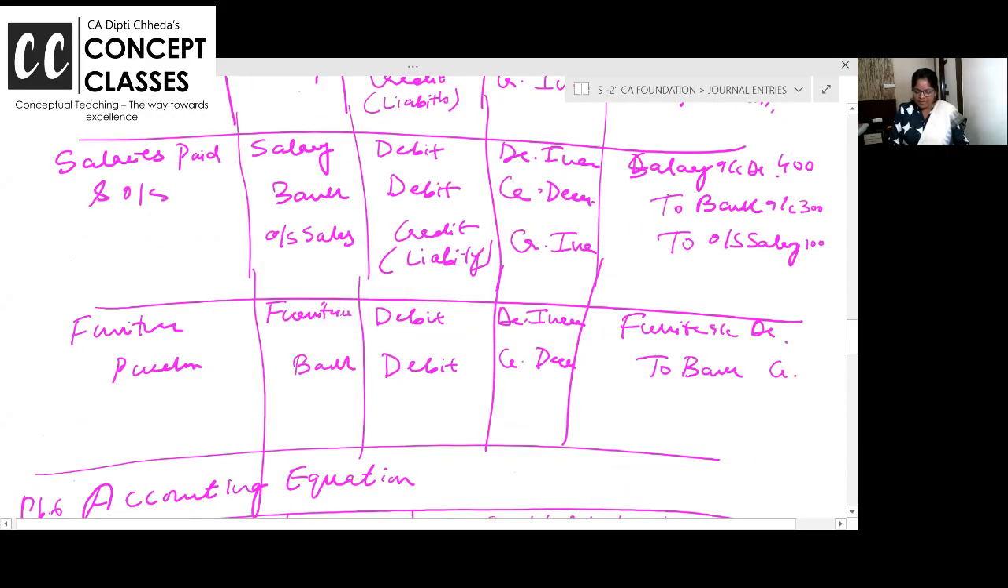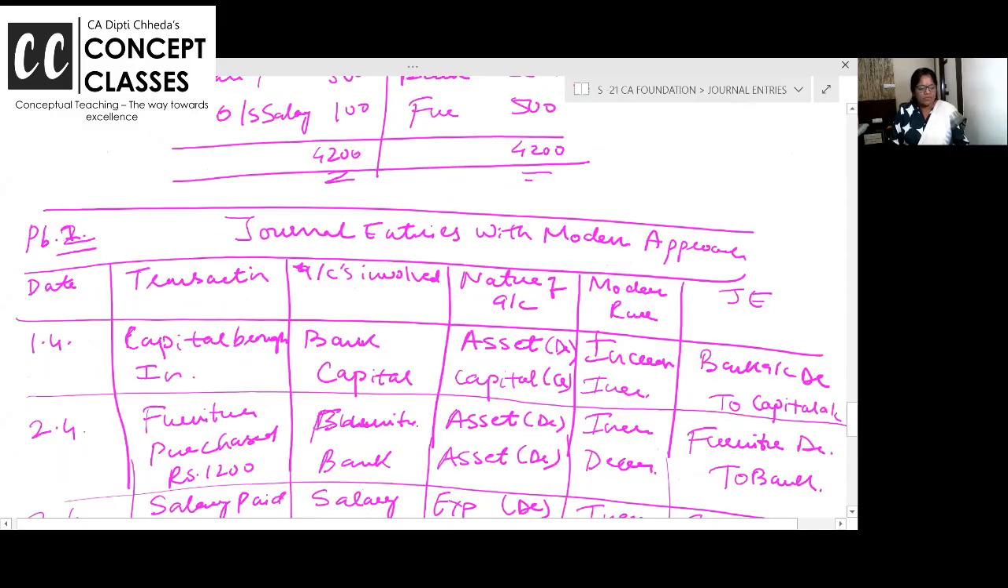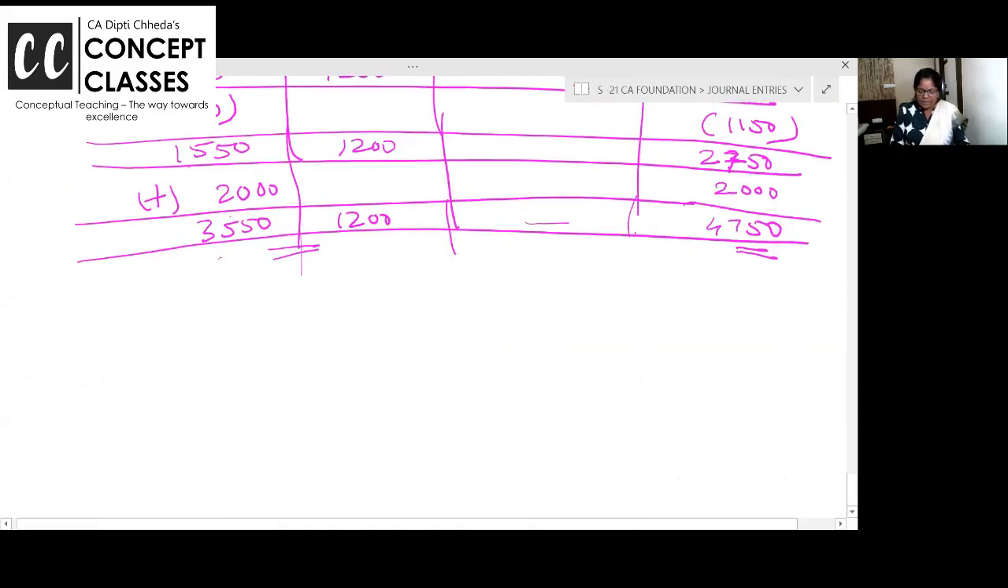Sixth problem we did. Sorry, and this was problem number 2 which we did. One is already solved, and now we are doing problem number 3. Let's do problem number 3. Now let's start. Accounting equation statement.